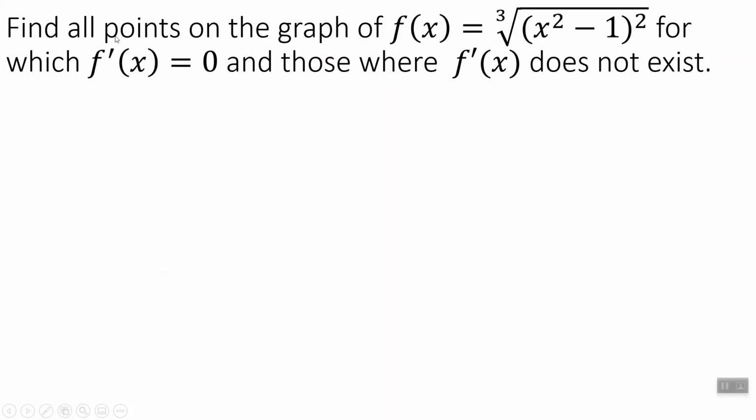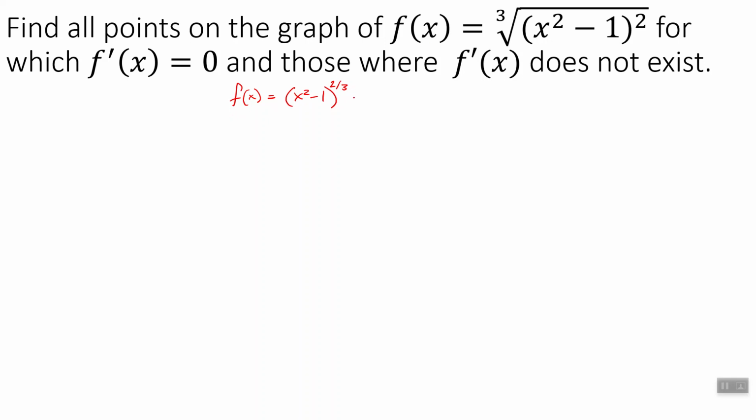All right, so find all points on the graph of f of x equals this guy for which f prime of x equals 0, and those where f prime of x does not exist. One way we could find them would be to graph it, but if we don't have a graphing utility, we need to find the derivative. So we're going to write f of x as x squared minus 1, to the 2/3. The 2 is the exponent, the 3 is the root, so to the 2/3.